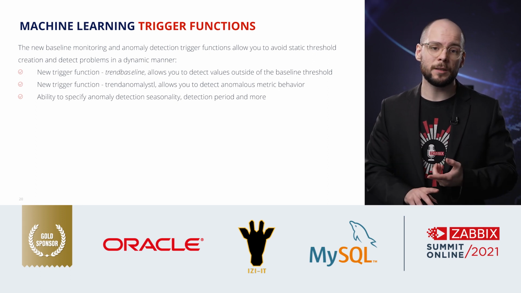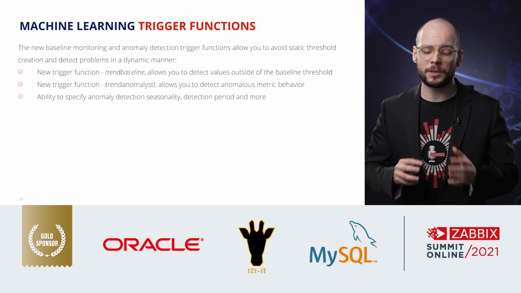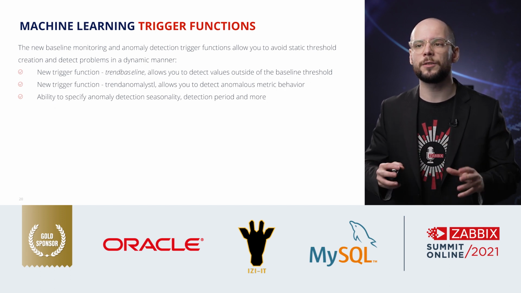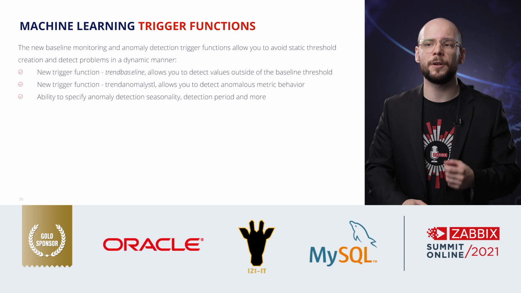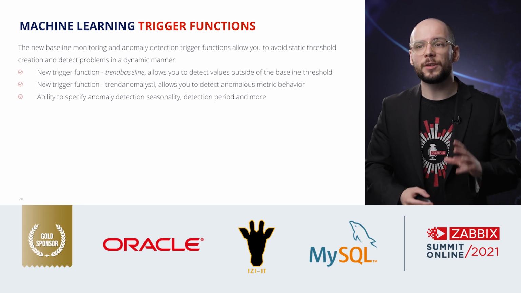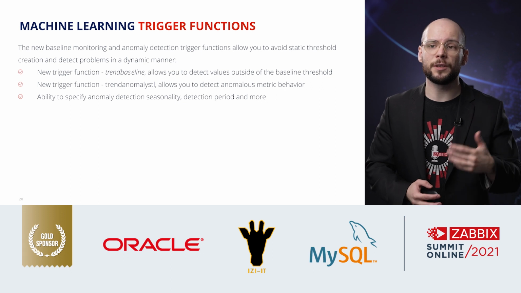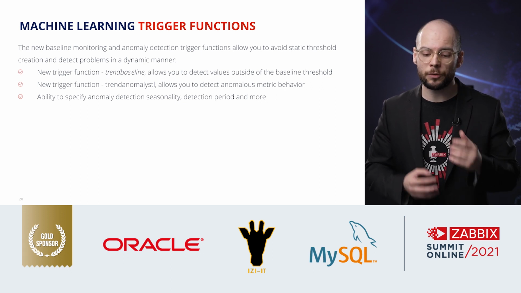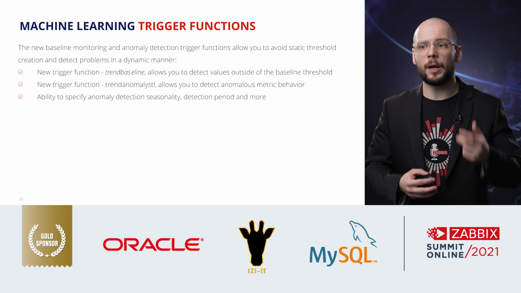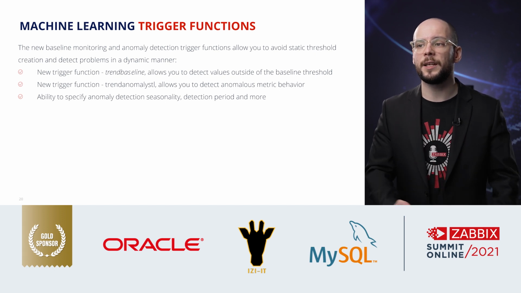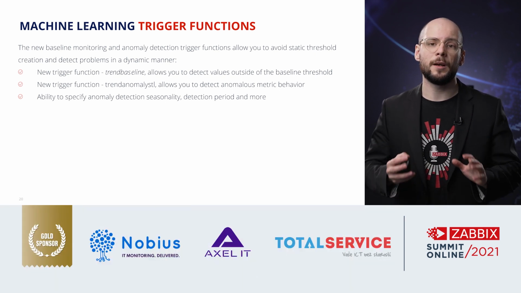So baseline monitoring, for those of you who cannot necessarily define strict triggers, we have new baseline trigger function, trend baseline. And for anomaly detection, trend anomaly STL allows us to catch and detect anomalies. And we can tweak these quite a bit. For example, for anomaly detection, we can specify seasonality, detection period, and many other parameters.